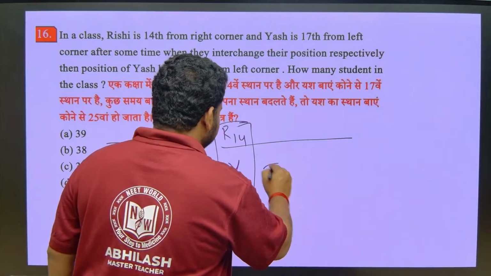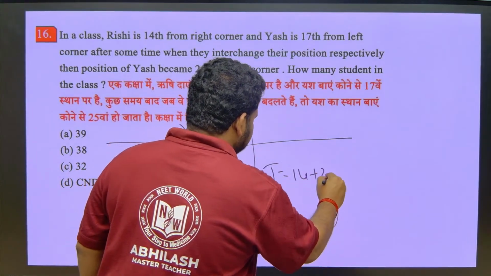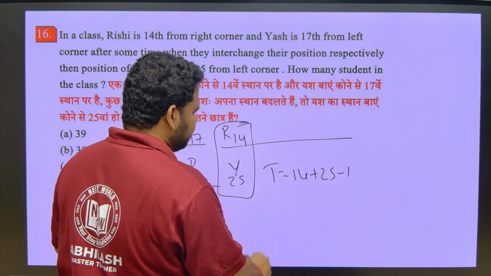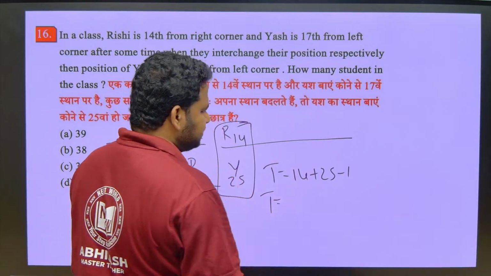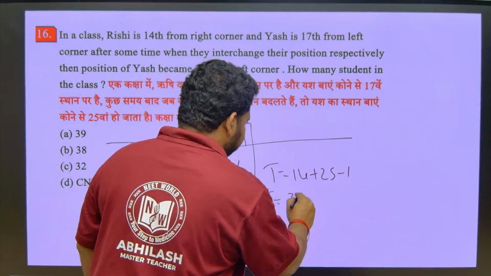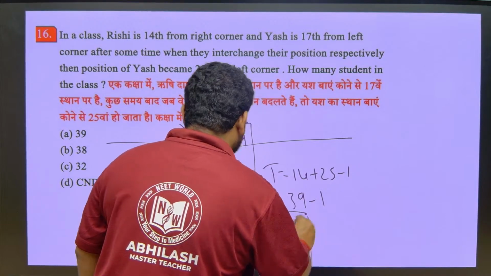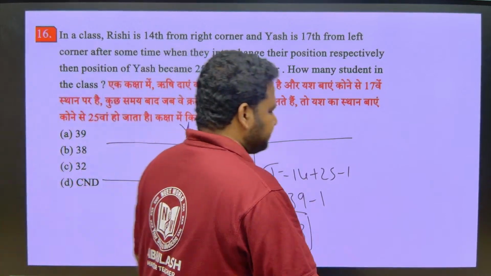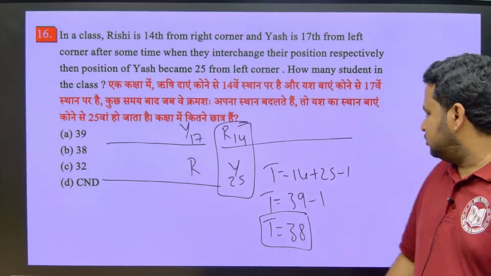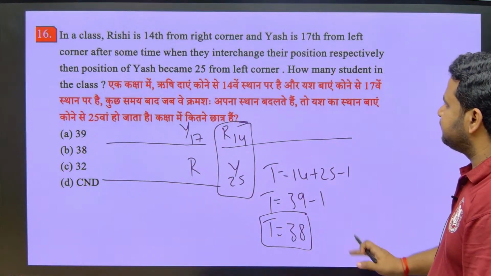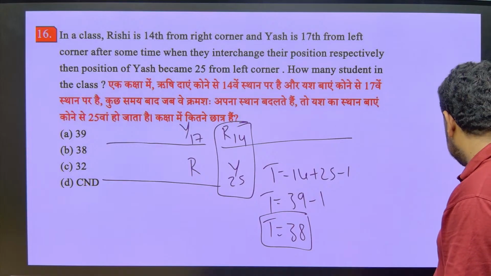Total is equal to 14 plus 25 minus 1. It doesn't matter in which order you write. 14 plus 25 is 39, 39 minus 1, total is equal to 38 friends. I hope it is clear to all of you. The answer to this question is 38. Clear? Let us move to the next question.